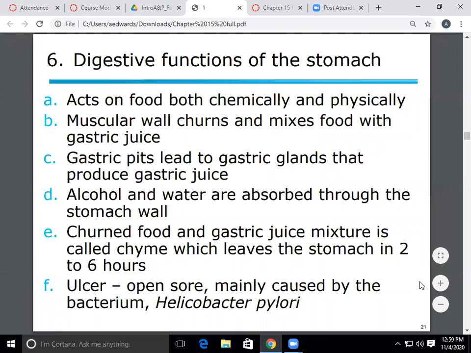All right, so that bolus, when it gets churned up and that gastric juice mixture gets mixed in, we call it chyme. And it's going to stay in your stomach for 2 to 6 hours, and then it's going to leave.